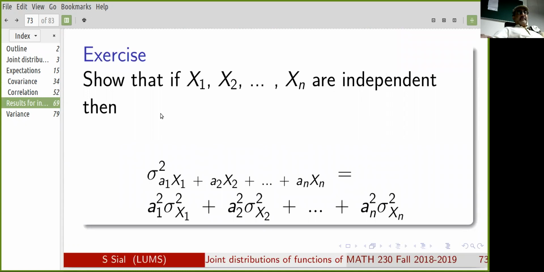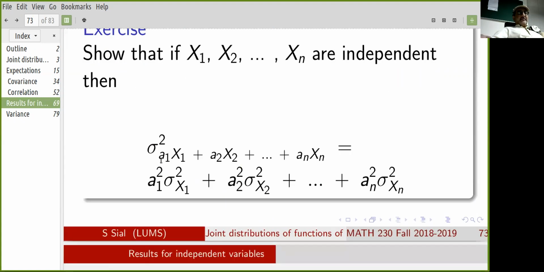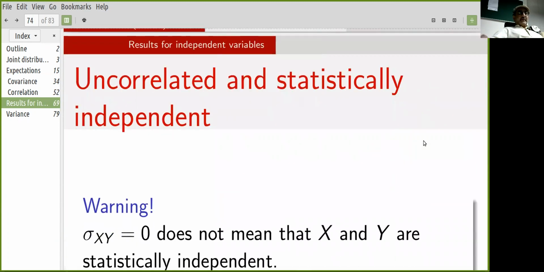Okay, if I have a sum of independent random variables, x1, x2, up to xn, then the variance of this new random variable a1 x1 plus a2 x2 plus and so on up to an xn is equal to a1 squared variance of x1 plus a2 squared variance of x2 plus an squared variance of xn. That's not true in general. We're relying on the fact that these are independent. If they weren't independent, you'd have a whole bunch more terms.